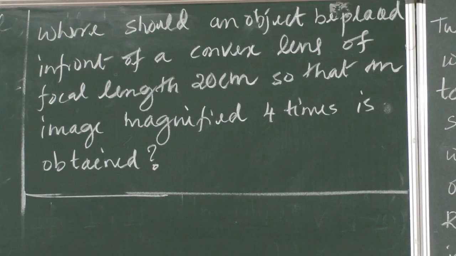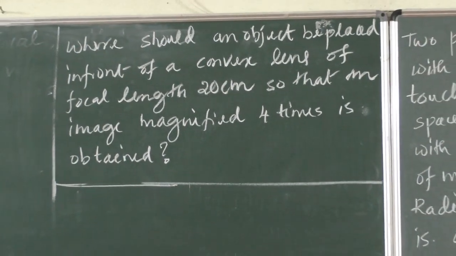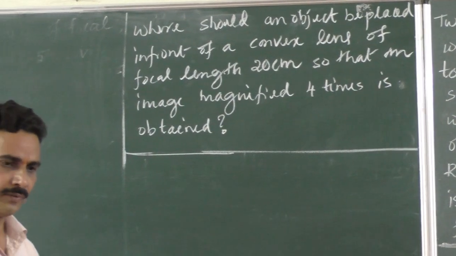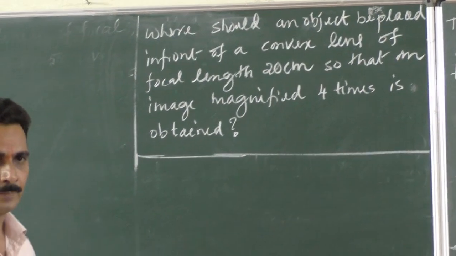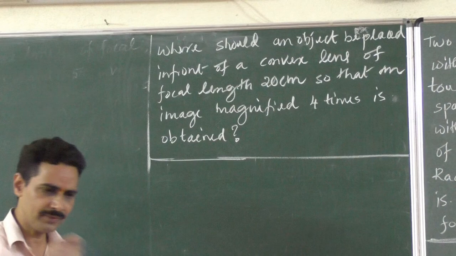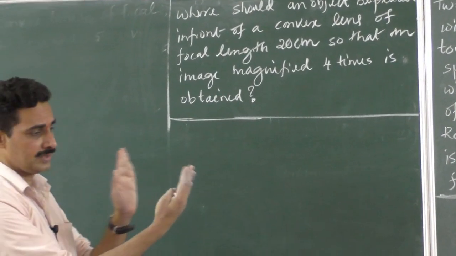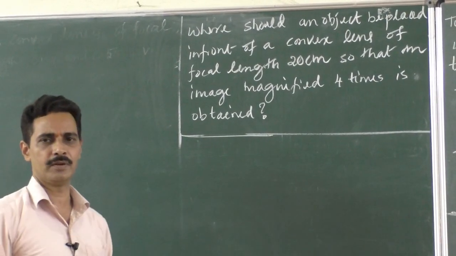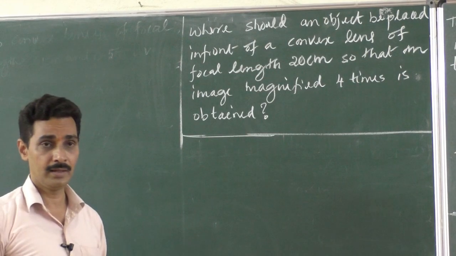Now the problem is here, whether it is a real image magnified 4 times or a virtual image magnified 4 times. Nothing is told. That means, sir, whether a convex lens forms both magnified images, real as well as virtual? Yes, its virtual image is always magnified. It is a magnifying lens, convex lens. It is a simple microscope. When the object comes within the focus, an enlarged image is formed on the same side. It's a simple microscope. Now, the image may be real or virtual.